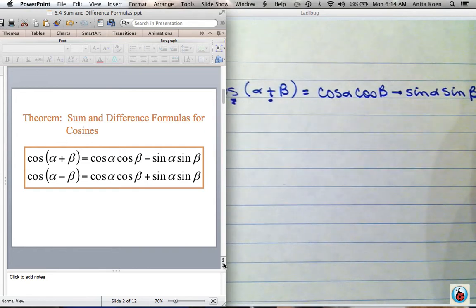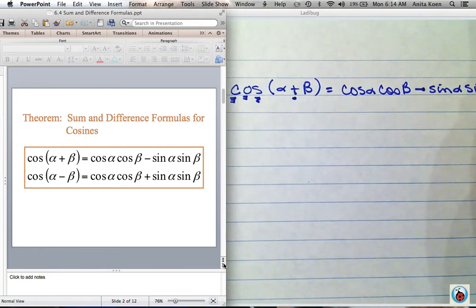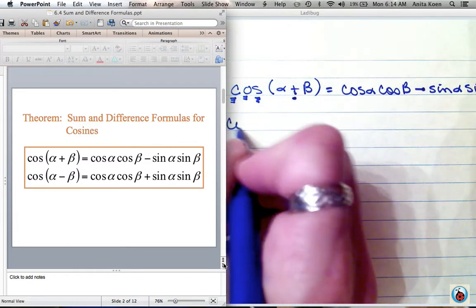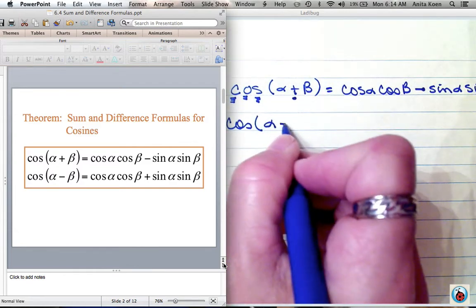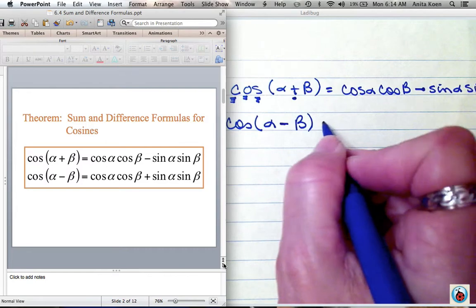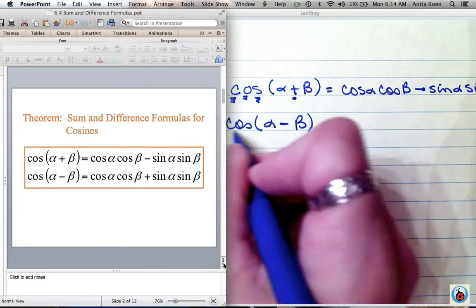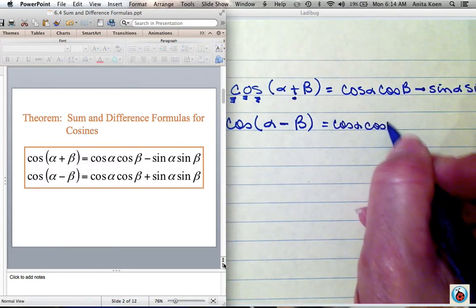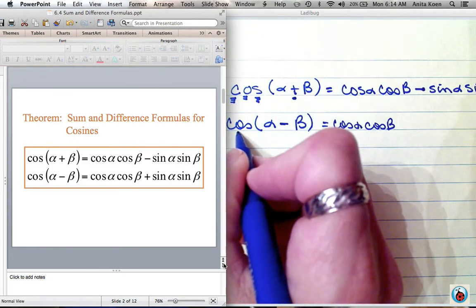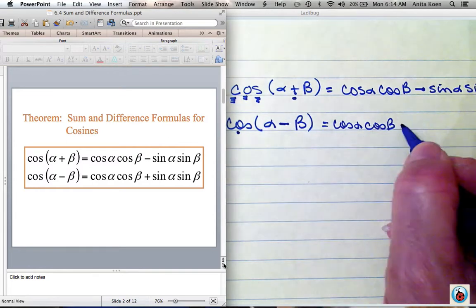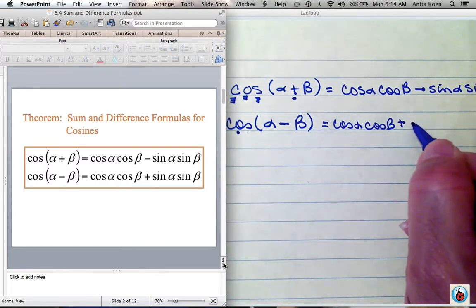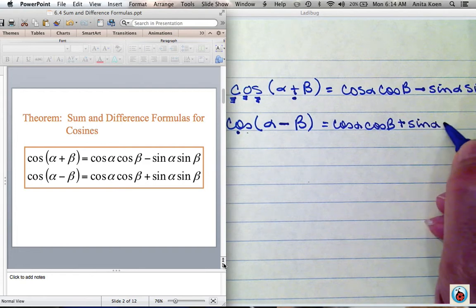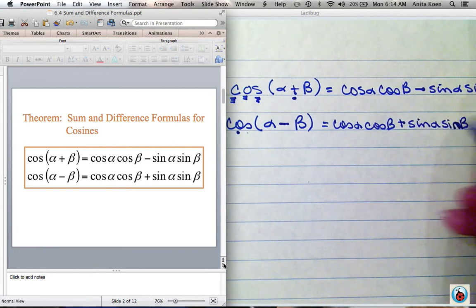Now I wrote that way too big so you can't even see it all. Alright, there it is. I'll write the next one smaller. The cosine of the difference of two angles, we can use the same type of little pattern. The C stands for cosine, so cosine of alpha, cosine of beta. O stands for opposite sign, so instead of a minus we're going to put a plus, and S standing for sine, so that's the sine of alpha and the sine of beta. See if I can slide it all in there.